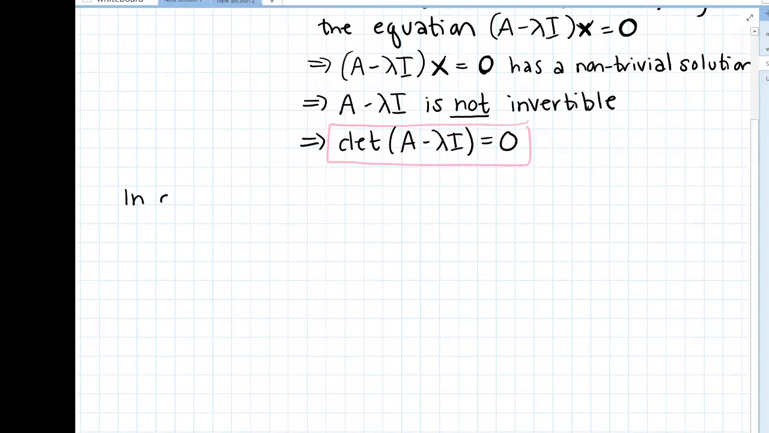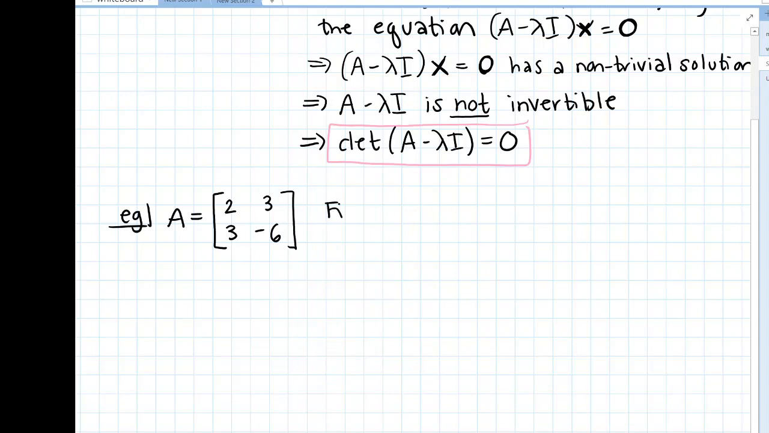So I'm going to write down a general fact here. Actually, let's do a specific example first, and then I'll write the general thing. I think it would just feel more meaningful if we do the example first. Okay, so let A equal a 2 by 2 matrix, 2, 3, 3, negative 6, and we're basically going to find all eigenvalues.